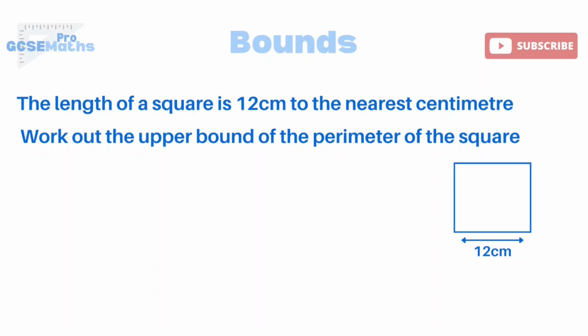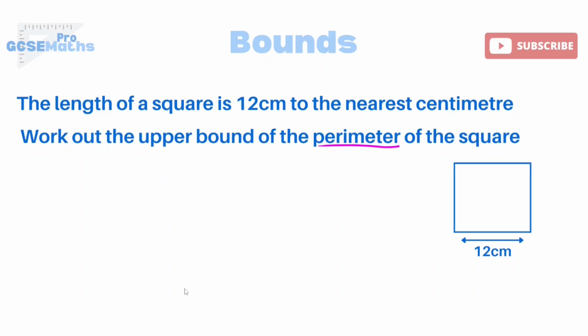Okay, so the last few questions are actually going to be a little bit further than just working out upper and lower bounds. We're then going to be using the upper or the lower bound in a calculation. So here we have the length of a square is 12 centimeters to the nearest centimeter. Work out the upper bound of the perimeter of the square.